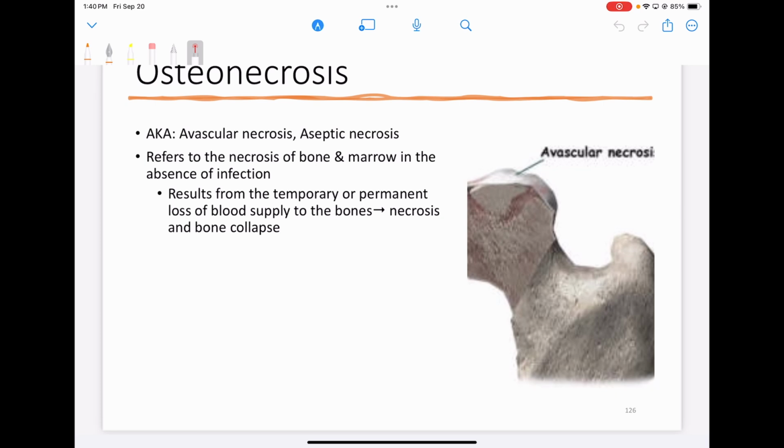Okay, avascular necrosis. No blood supply. Remember, what is one of the major processes that has to happen for our bones to repair itself?